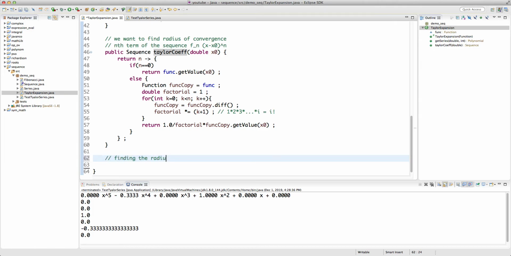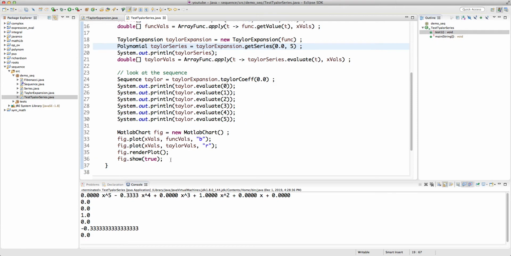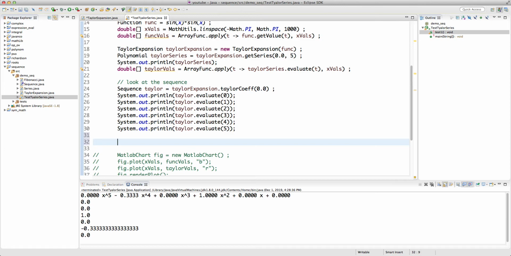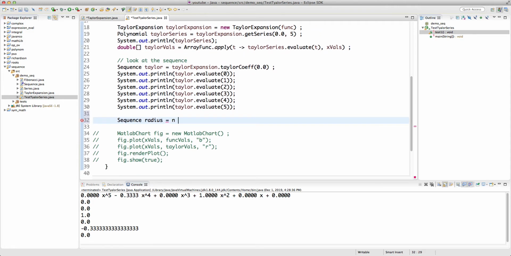So finding the radius of convergence, the way we're going to do it, we're going to create a new sequence, rn, the radius. This represents the radius, which is n goes to math dot pow of Taylor sequence evaluate at n, raised to the power of 1 over n, and let's make sure that the n is cast as double.